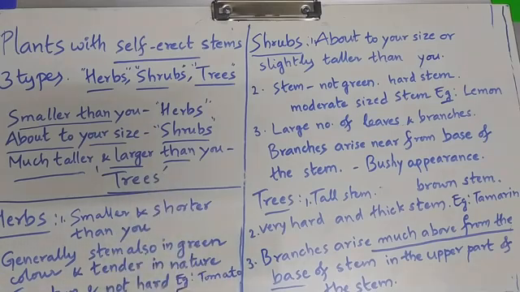If you take the detailed characters of herbs, herbs are small plants, smaller and shorter than you in size. The entire stem will generally be green in color, and it is tender or soft in nature. If you fall on a herb, the herb will get damaged. You will not get damaged because of a herb, because it is very tender in nature. Tender means very soft.